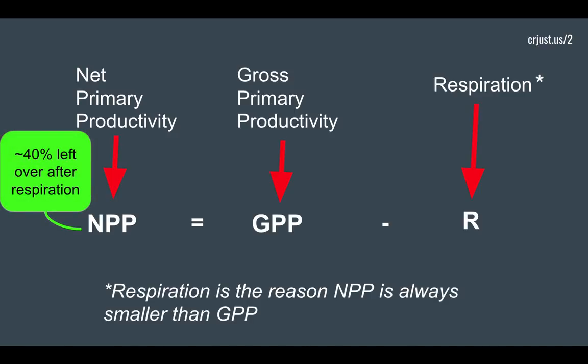There's only about 40% of the energy left over after respiration. That means about 60% of the sugars that a plant creates is going to be used for its own processes of respiration itself, leaving 40% left over. It's still quite a bit left over.